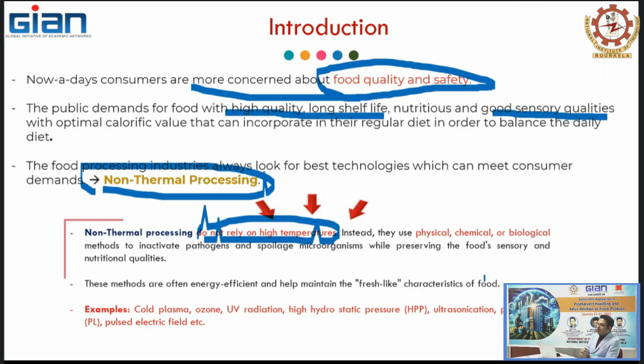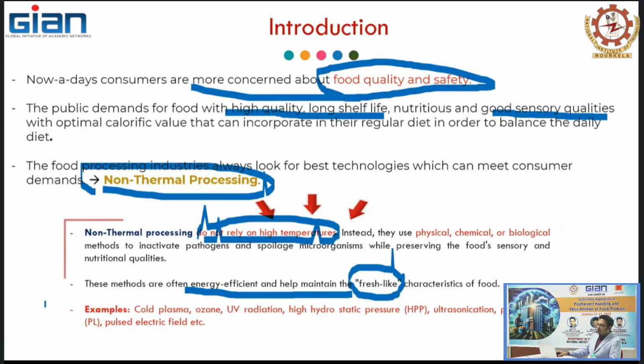This is to maintain the product's sensory as well as nutritional quality. We always use the phrase fresh-like product. We do not say fresh, but that the product is supposed to have fresh-like characteristics. We also consider these processes to be more energy efficient and more environmentally friendly as well.